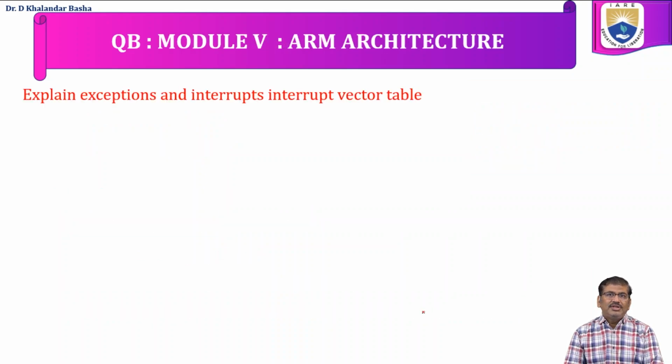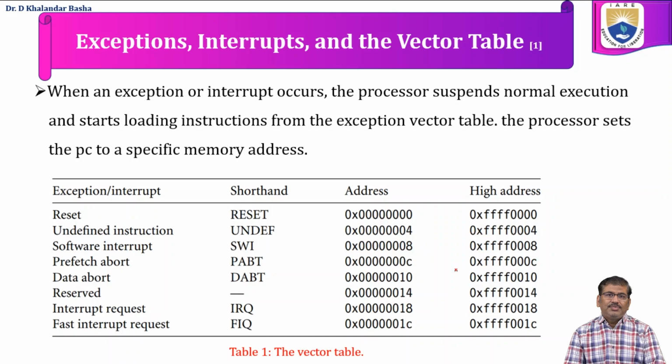Explain exceptions and the interrupt vector table. When an exception or interrupt occurs, the processor suspends normal execution and starts loading instructions from the exception vector table or interrupt vector table. The processor sets the program counter to a specific memory address. So in ARM, the various exceptions or interrupts we are going to have are reset, undefined instruction, software interrupt, prefetch abort, data abort, reserved, interrupt request, and fast interrupt request.